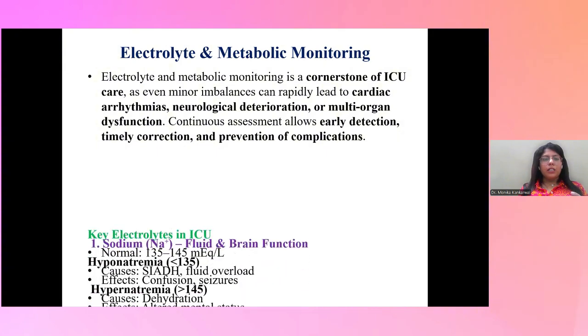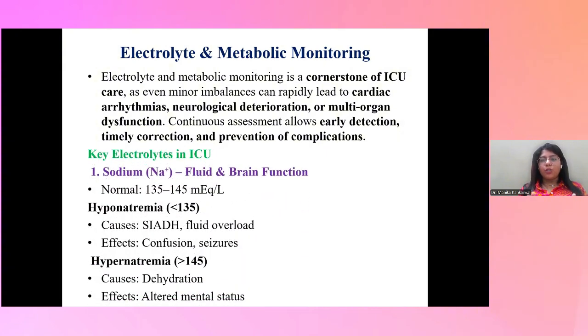The important electrolytes which you all should know in ICU, first is sodium, which reflects the fluid status and also the brain functionality of the patient. As you all know, the normal sodium range is between 135 to 145 milliequivalent per liter. If the patient has less than 135 milliequivalent per liter of sodium in the blood, then the patient is at risk of hyponatremia.